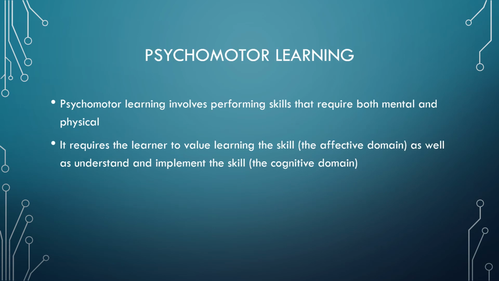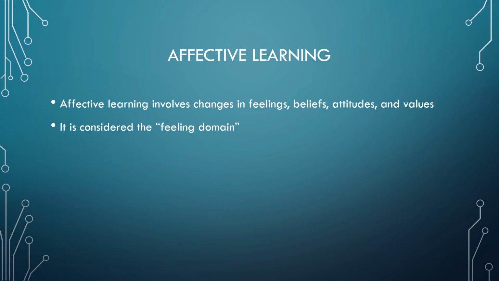Psychomotor learning will involve performing skills that will require both mental and physical. It requires the learner to value learning the skill. This is the affective domain, as well as understand and implement the skill. And this is the cognitive domain. So affective learning will involve changes in feelings, beliefs, attitude, and their values. So this is considered the feeling domain.